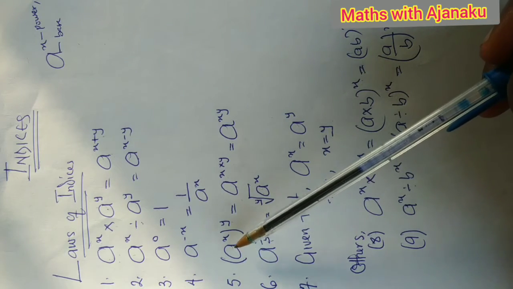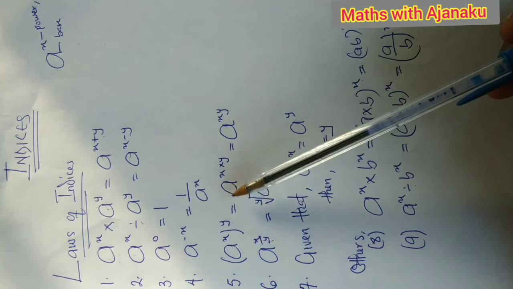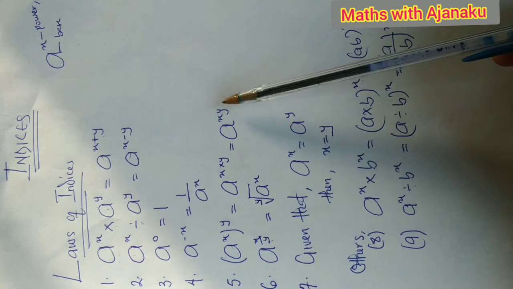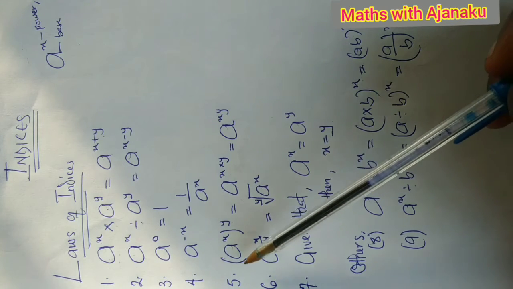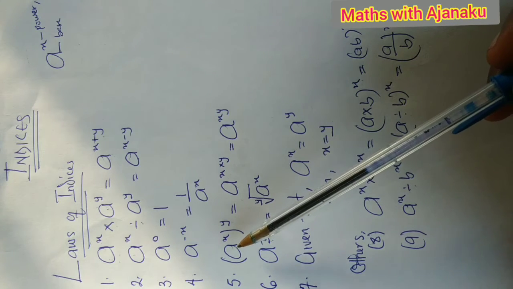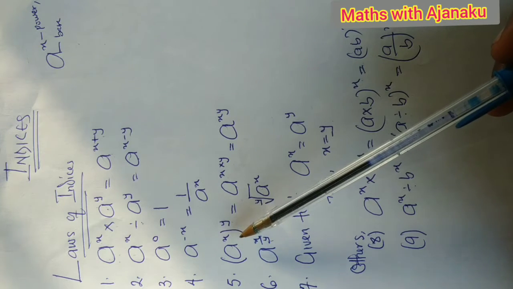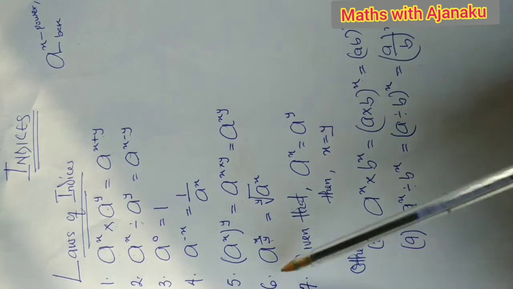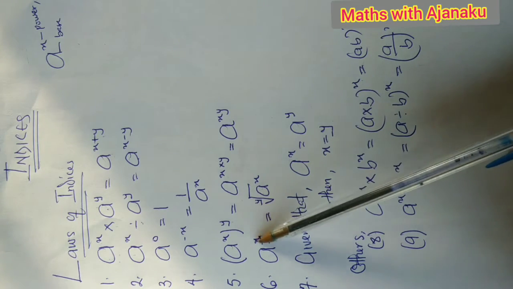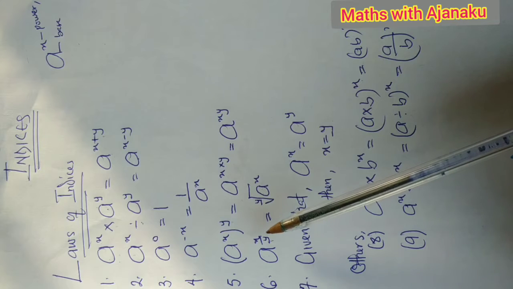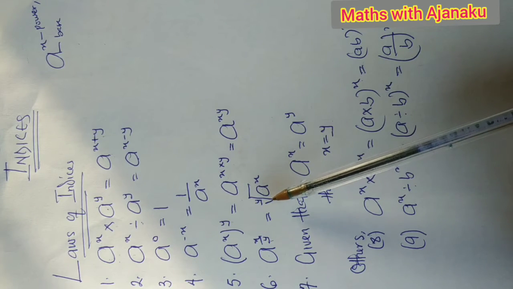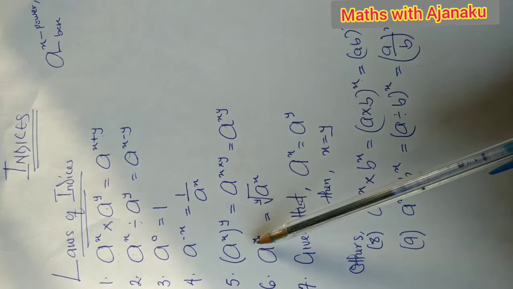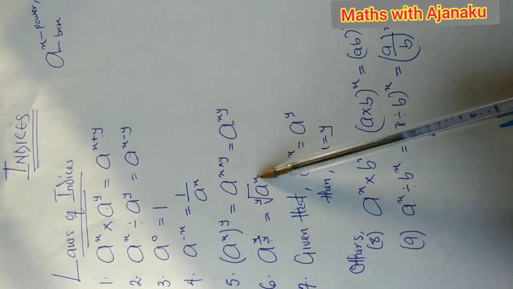The fifth, a raised to power x, all raised to power y, equals a raised to power x times y, equal to a raised to power xy, meaning you have numbers in index form being raised to another power, so you bring out the number, then multiply the powers together. Then you have a raised to power x over y, meaning in this case the power is a fraction. The denominator of the fraction becomes the root, and the x, which is the numerator, becomes the power.